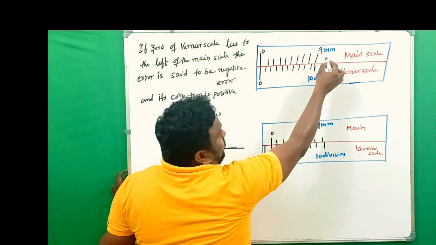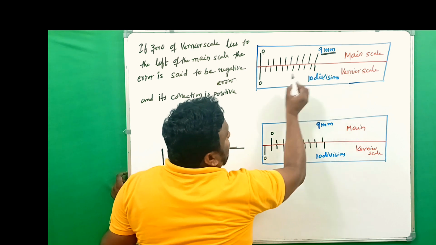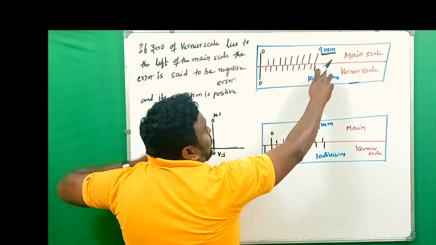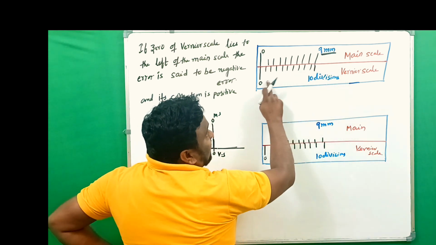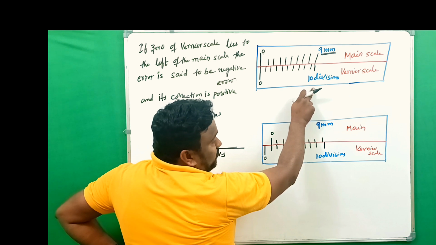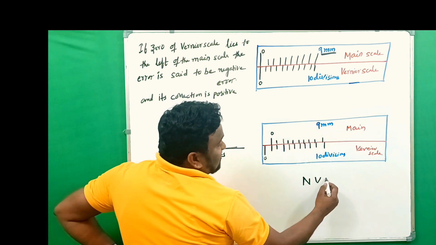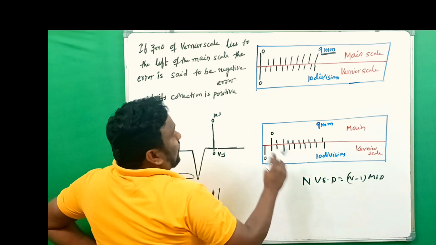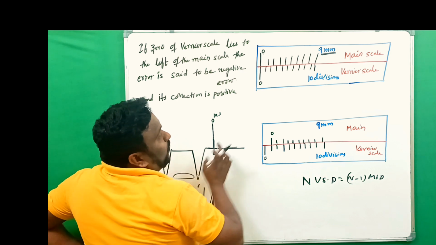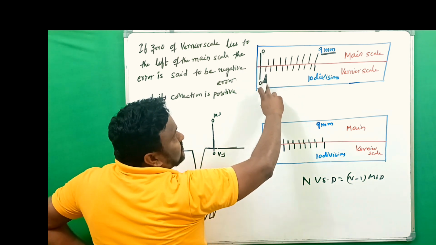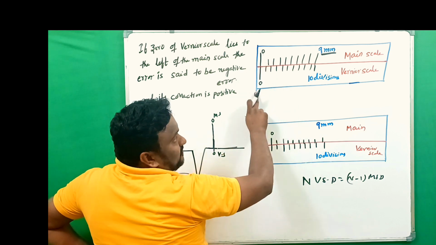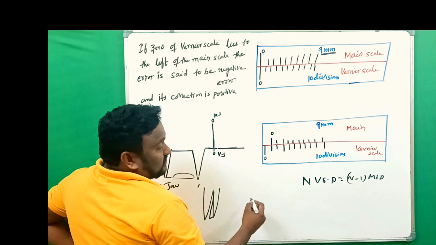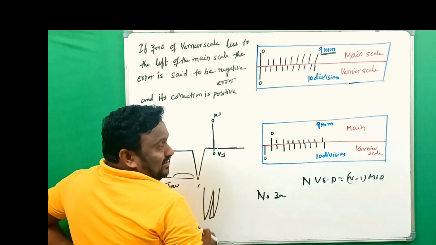You can observe here, within 9 millimeters of the main scale, 10 divisions of the vernier scale are available. Clear? That's why you can write n VSD is equal to n minus 1 MSD. So when both jaws come in contact, we have to observe that the zero of the main scale and the zero of the vernier scale must coincide. When they coincide like that, then there is no error. So simply you say, no zero error.